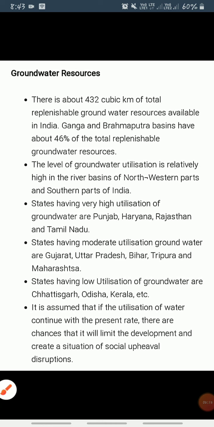So in this we also learnt which places are using the groundwater, and the highest utilization of groundwater is by Punjab, Haryana, Rajasthan and Tamil Nadu only. Now you can compare it with the surface water also. You can see in this picture, this is surface water utilization and this is groundwater utilization.